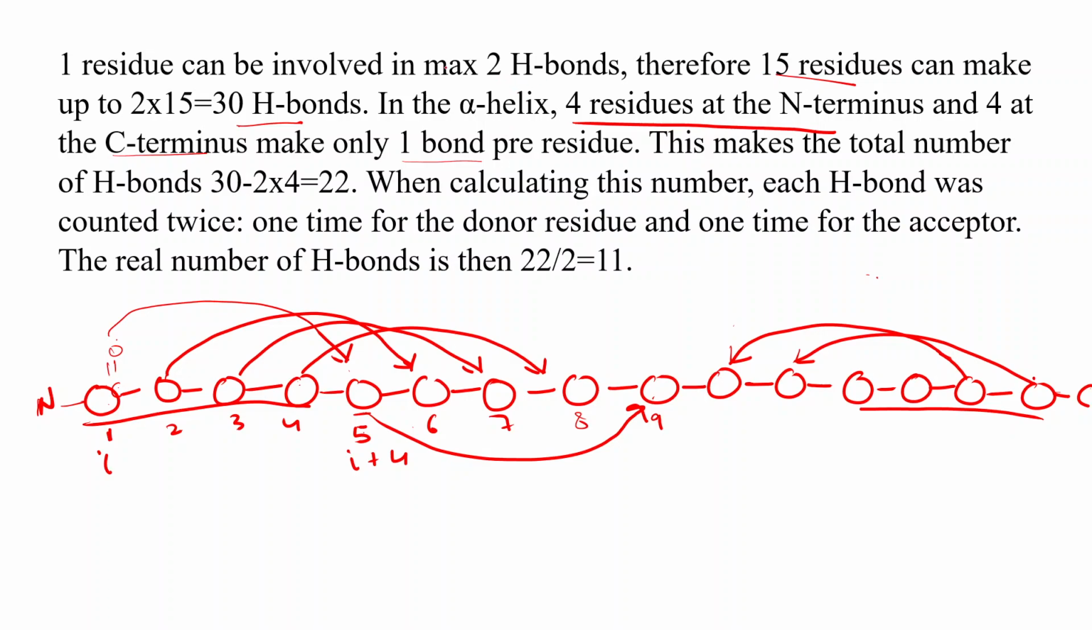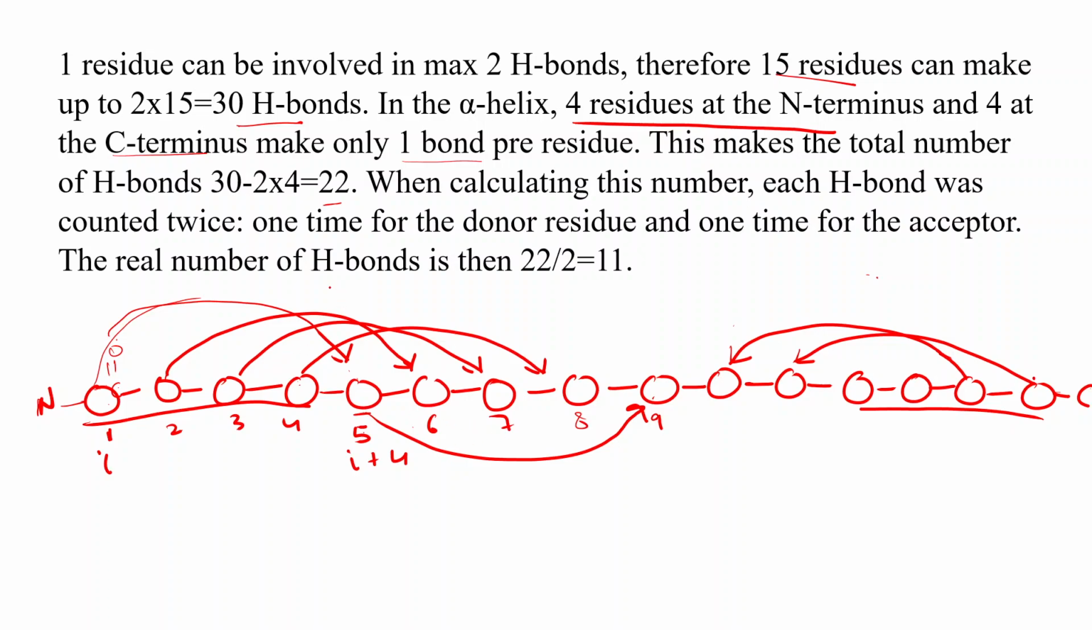So that means out of these 30 hydrogen bonds that we had calculated, we have to remove 8 hydrogen bonds. So 30 minus 8 is 22. Now out of 22, what we are doing is calculating this as 1, 2, 3 and 4. Then for the fifth one, we are calculating this twice. We are calculating this also again, which we don't want to do, because we have already counted this. So we will just count this one.